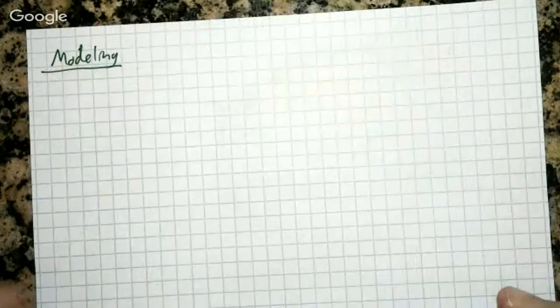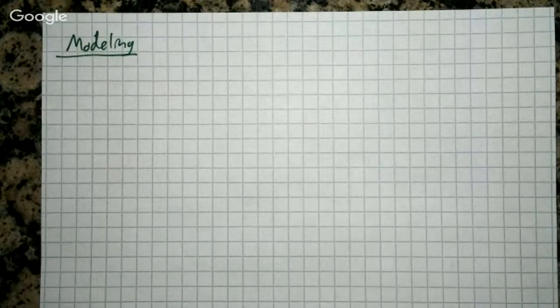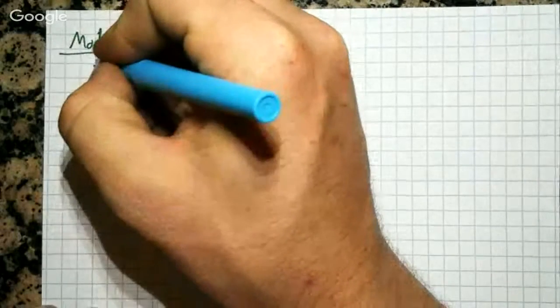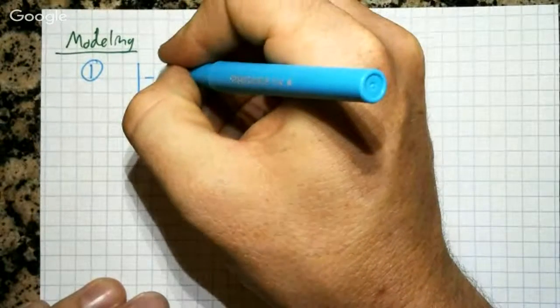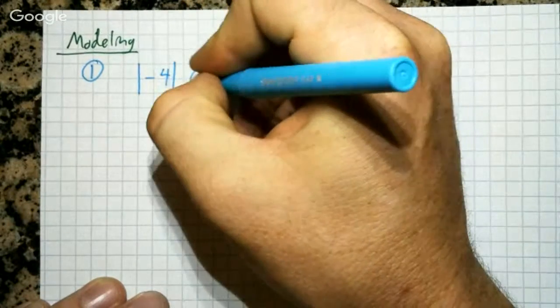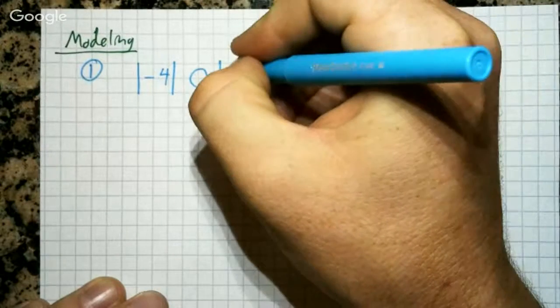Modeling. In modeling, I'm going to do an example of a question you may see on the homework or the test. And when you see it, you will solve it exactly like this. So far, you should have exactly what I've written down on my papers, down on your papers. So let's take a look at 3 different questions. Number 1, we have this.